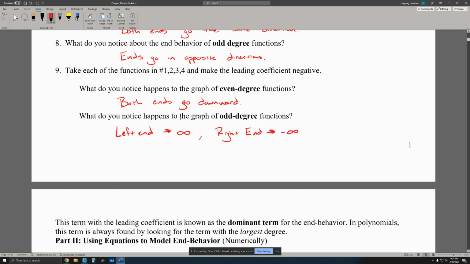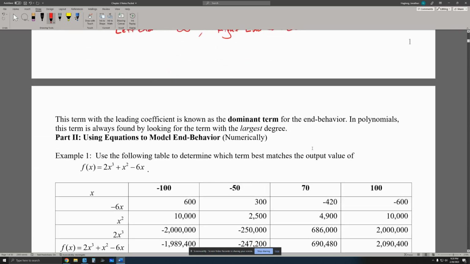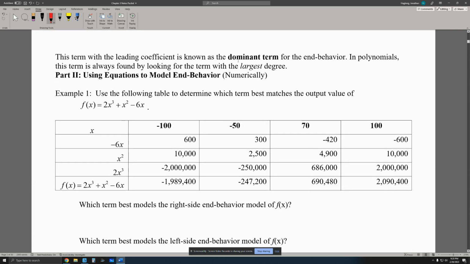Okay, so we're going to use that new notation, that arrow, to denote that it's approaching. All right, so now let's talk about the dominant term rule. This term with the leading coefficient is known as the dominant term for the end behavior. So in polynomials, it's always going to be looking at the term with the largest degree, or the largest exponent.